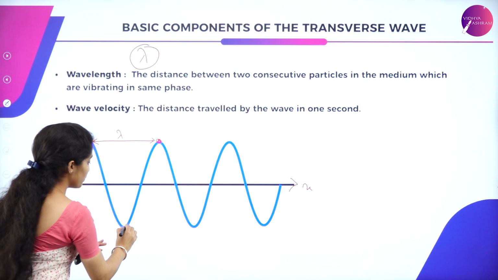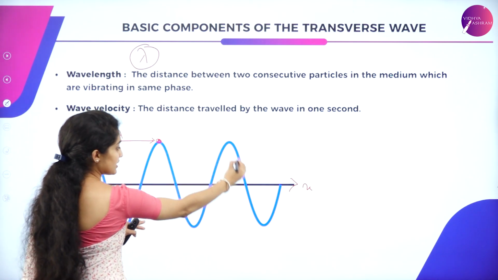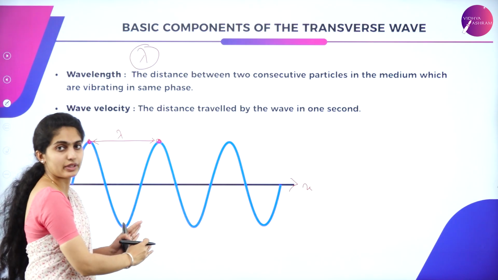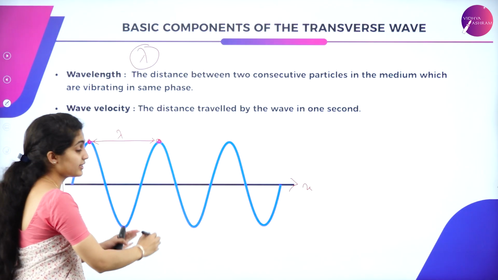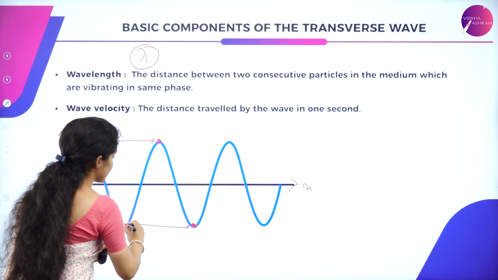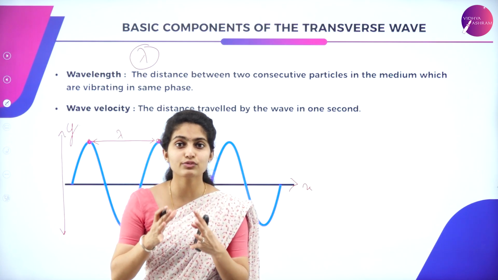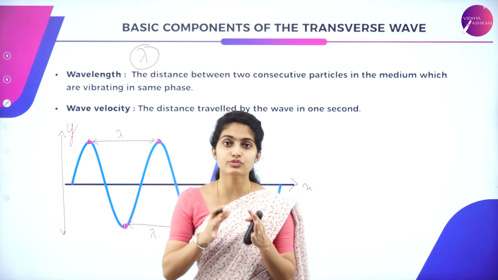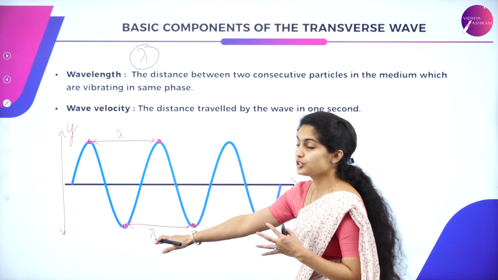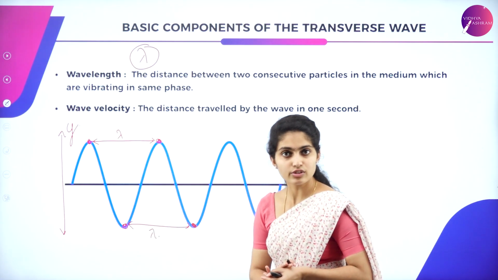Or, if this is a crest, then the downward points giving a valley are said to be troughs. The wavelength is also defined as the distance between two successive, consecutive troughs. So it can be defined as the distance between two consecutive crests, or two consecutive troughs, of a wave.